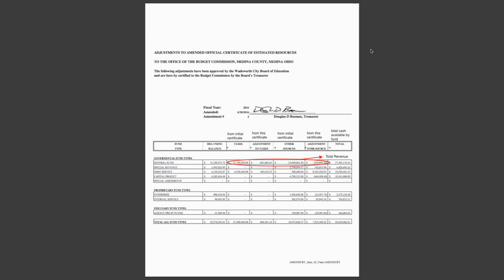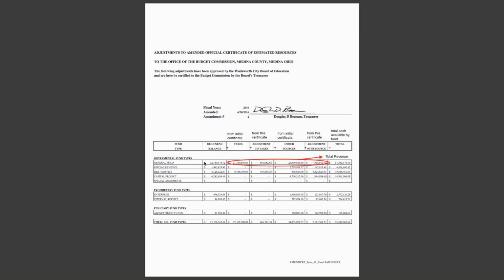So the first document that we have in front of you, and the first document you approve, is your Certificate of Estimated Resources or Certificate of Revenue. This document basically outlines by fund type and fund all of the revenue that's attributable to the school district for the year. So looking at this case, the general fund, our beginning unencumbered balance here is nearly $12.2 million.